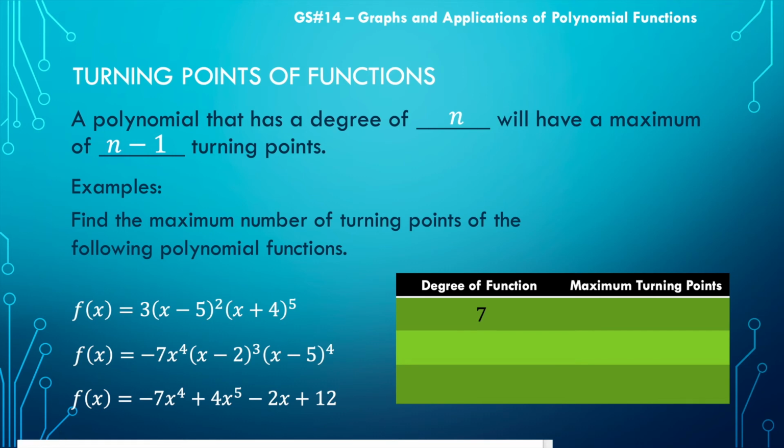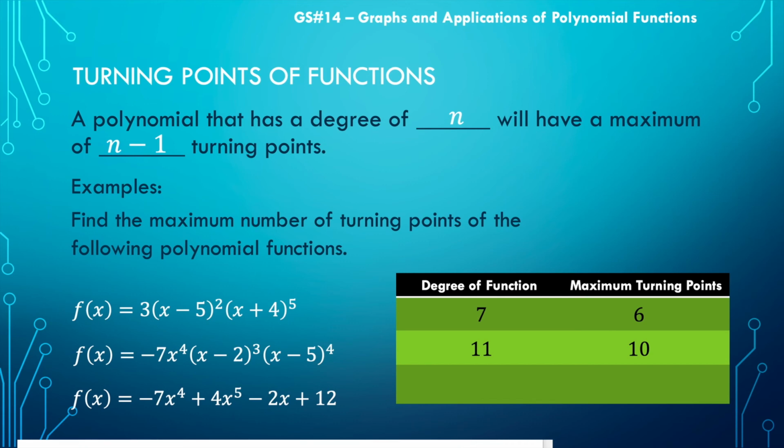The maximum number of turning points would be 1 less than that. We don't know if it's going to have all of those, but we know that it can't have more than that. How about this next example? It's similar. I've got 4 x's right here, and then 3 more that come from this factor being cubed, and 4 more from this factor being raised to the 4th power. So the degree of this function is going to be 11. The maximum turning points will be easy: just 1 less than that, 10.